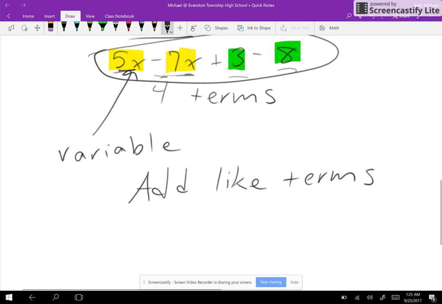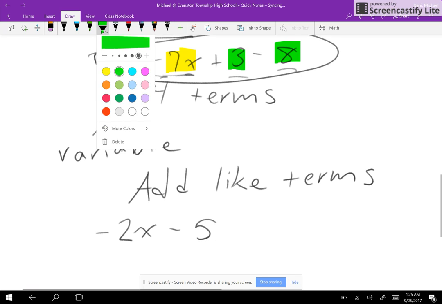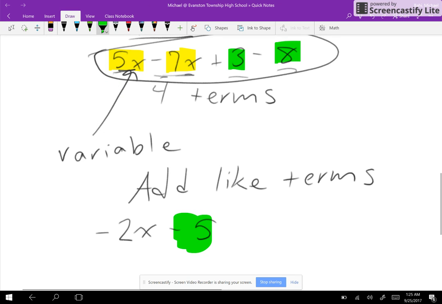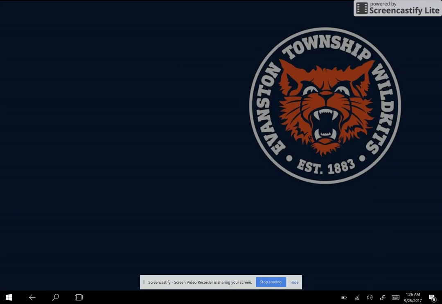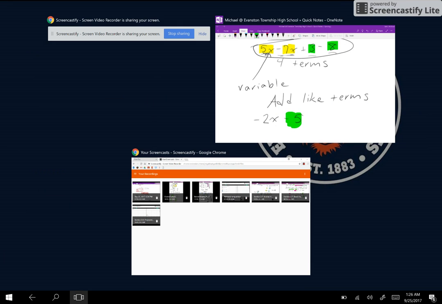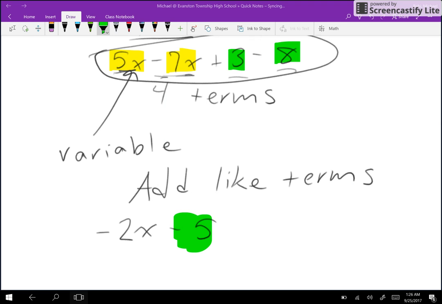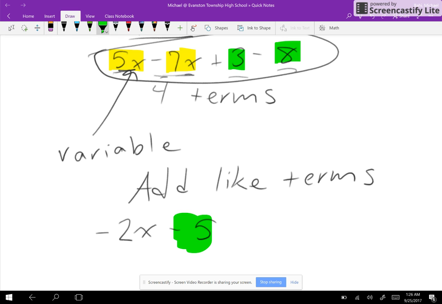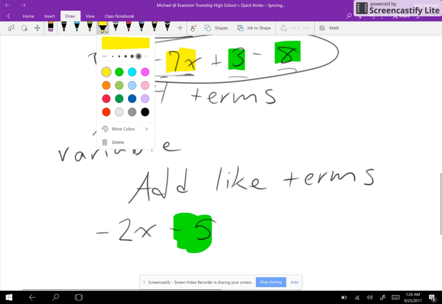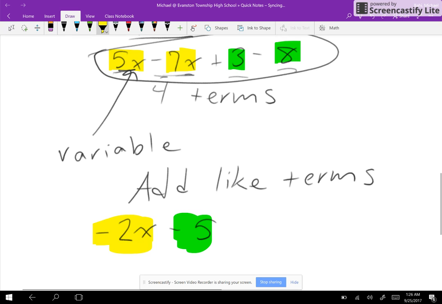Nice try. If you had said it was negative 2x and minus 5, then you are correct. So these are what happen. The negative 5 comes from adding the 3 and the negative 8, or subtracting 3 from 8. And we got negative 2x from combining the 5x and the negative 7x.